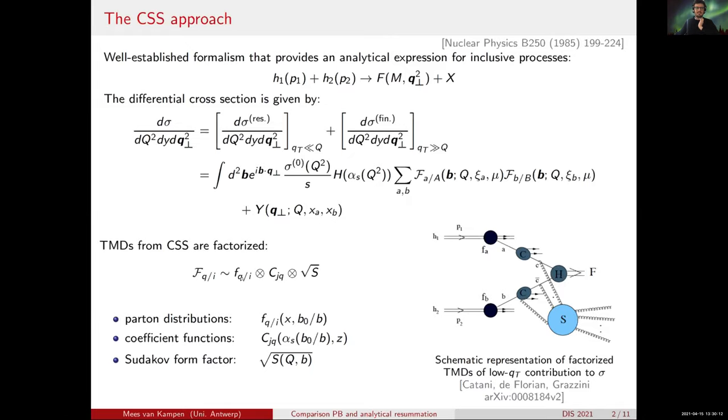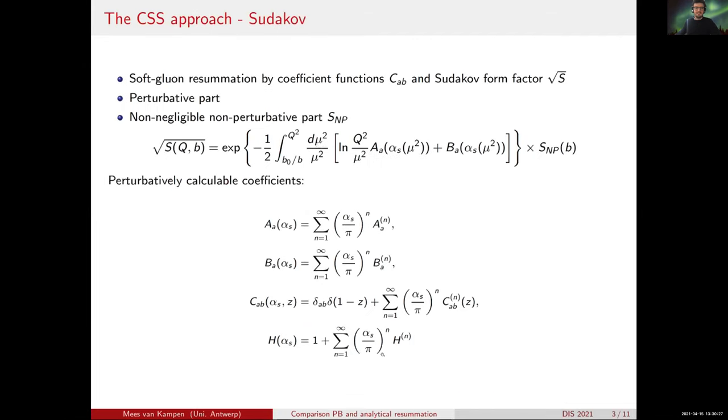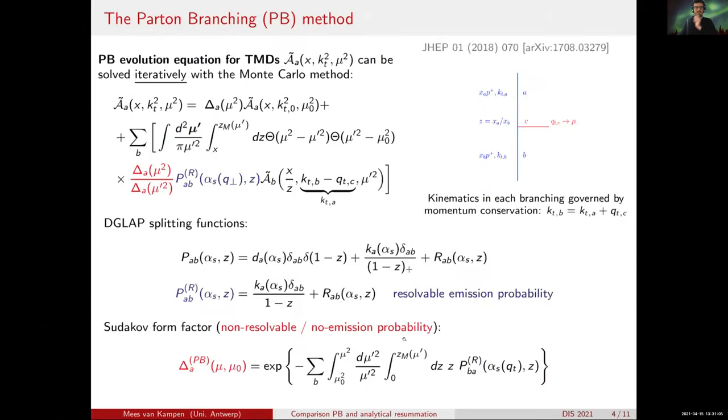These two TMDs in CSS are then factorized according to the size of the transverse momentum. These three objects are the parton distribution functions, the coefficient functions, and the pseudo-form factor. So the soft gluon resummation in CSS happens through the coefficient functions and the pseudo-form factor, which consists of two perturbative functions, A and B. The coefficient functions can also be expressed in a perturbative series in the strong coupling. Then the non-perturbative parts I wrote down here as SNP, which can be implemented differently by different approaches. And the hard function can also be expressed as a perturbative series in alpha S.